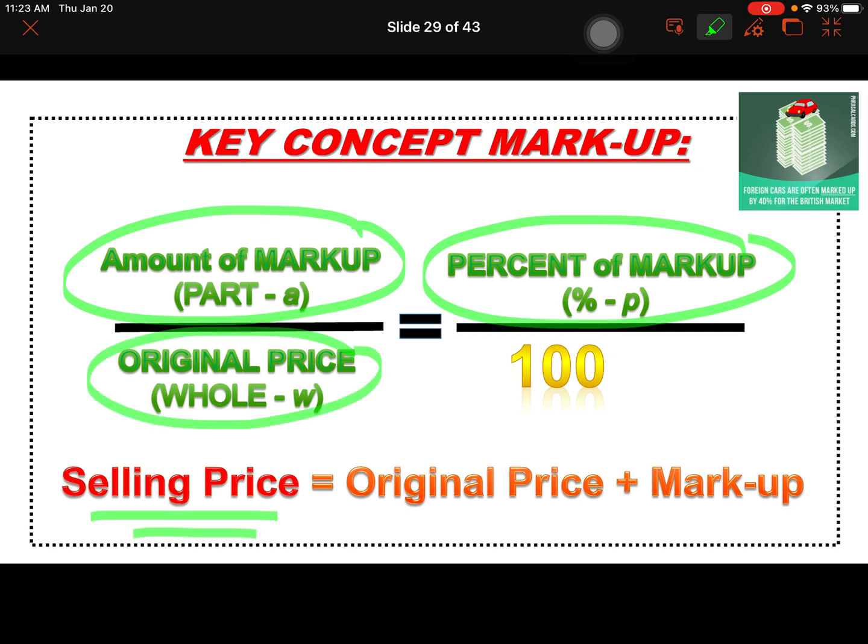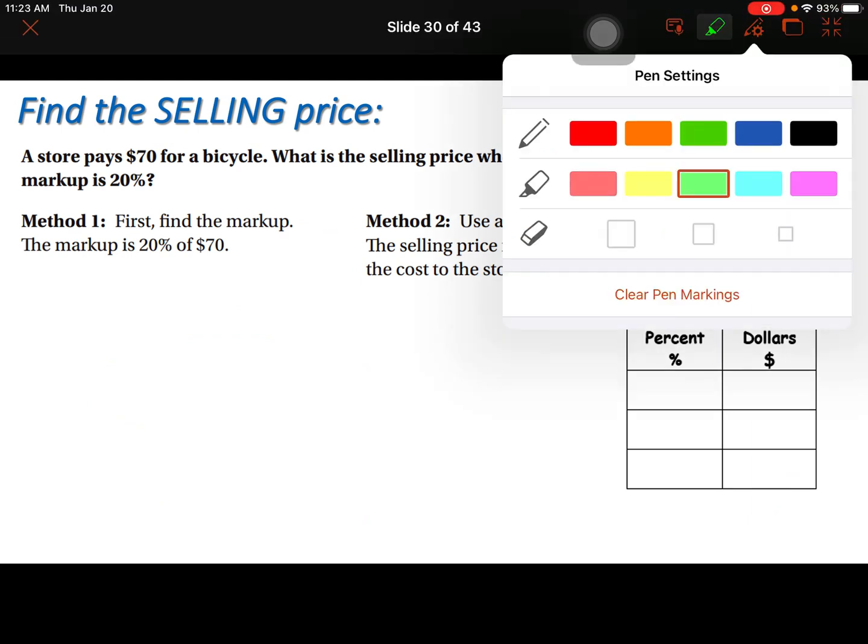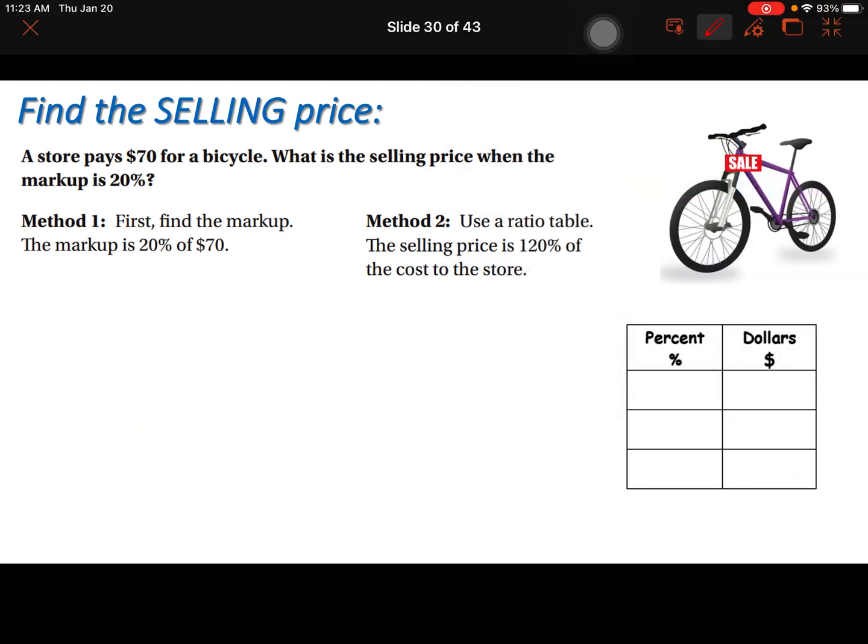Now the big difference is, with a selling price, you're going to take that original price and add the markup price to it. All right, so on this first example, we are going to go ahead and work through this one quickly. It says the store paid $70 for the price. So we go original on our table. We're going to go the markup, and you can just write up here once we get going with this.